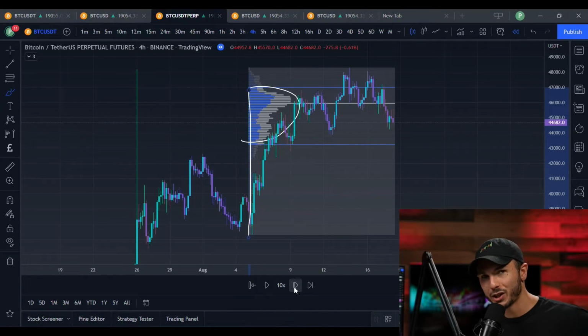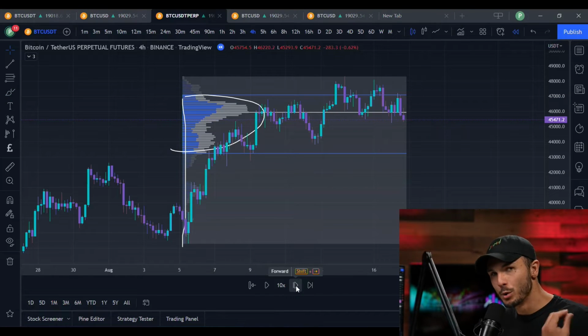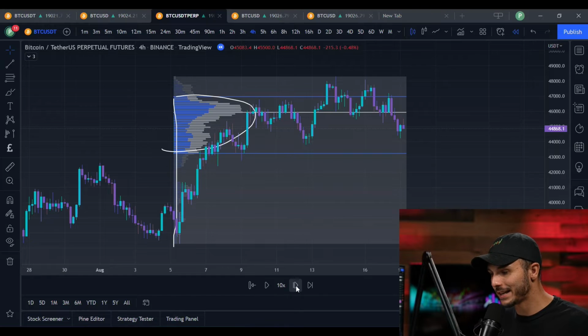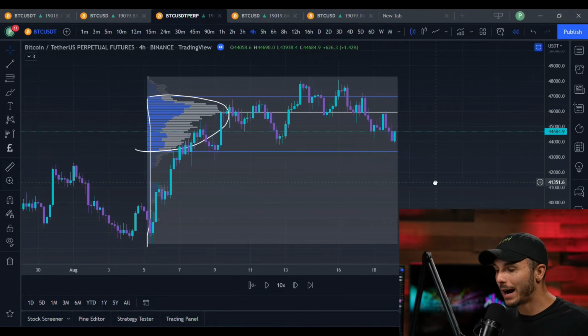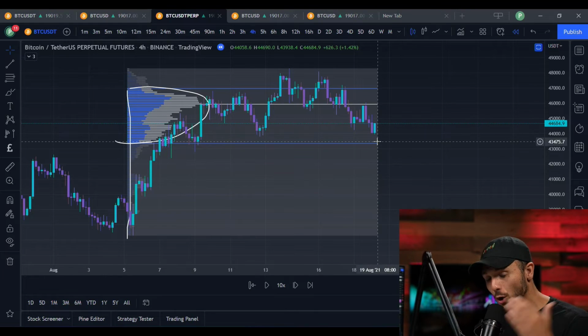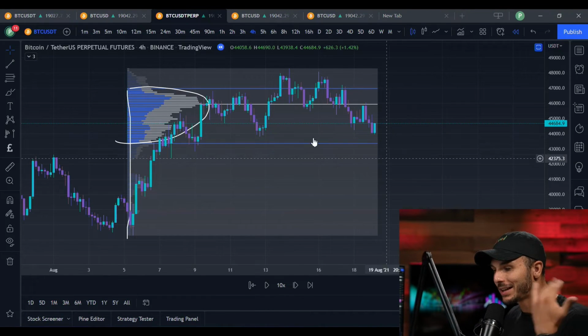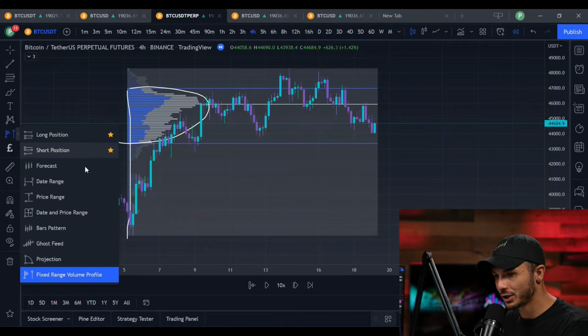I don't want this video to be 2 hours, so I'm gonna move this one along a little bit quicker. So let's go ahead and move time forward and see if we can get a little closer to that value area low. Now, to be 100% honest with you, I don't know if we're going to make it all the way down here. So let's just go ahead and put in a long position here.